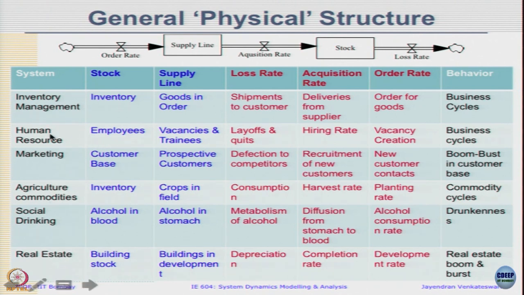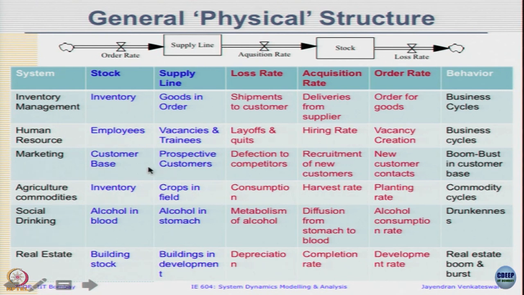The similar model can be applied even to human resources, where your stock is employees, supply line is your vacancies and trainees that are there in the system, your loss rate is your layoffs and quits. Based on that, I need to hire people, but as soon as I hire, they are not immediately available. We need to give a job offer, people have to join, they go through some induction program and train, and then become part of the team. So there is a huge supply line gap. This is also part of our business cycles.